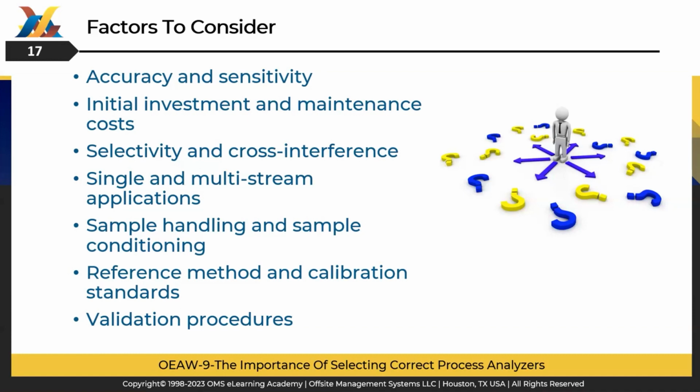Initial investment and maintenance cost. In many cases, a cheaper solution may turn out to be more expensive in maintenance, which is not considered at the initial stage of the project. Selectivity and interference. It is important to understand the complete stream composition in order to prevent cross-interference of components. Single or multi-stream applications are mainly related to timing of measurements and of course to contamination. If there is a need to flush the stream, and what should be the solvent used for that. Sample handling and sample conditioning, this may lead to the complexity of the solution and increase in cost.